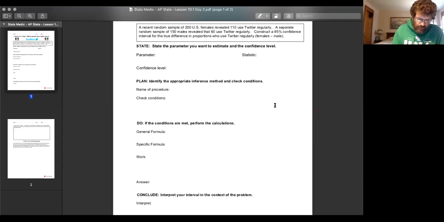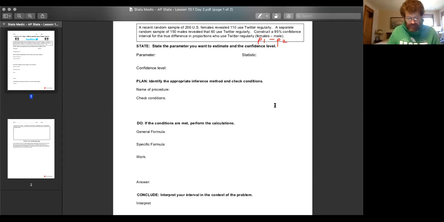Okay, so we are looking at how many people use Twitter regularly. A recent random sample of 200 US females revealed that 110 use Twitter regularly. A separate random sample of 150 males revealed that 60 use Twitter regularly. We're going to construct a 95% confidence interval for the true difference in proportions who use Twitter regularly. And we're going to use females minus males. So this will be P1 and this will be P2, and we're going to be subtracting between those.